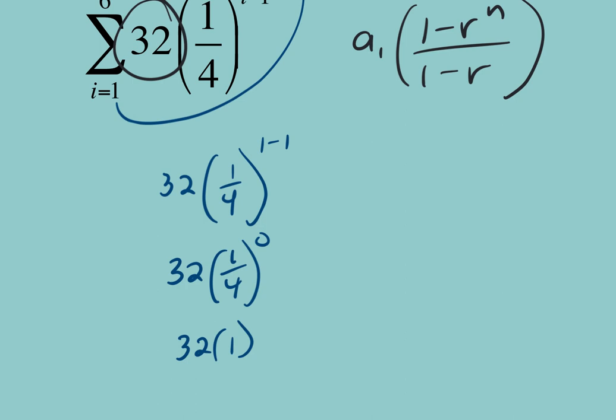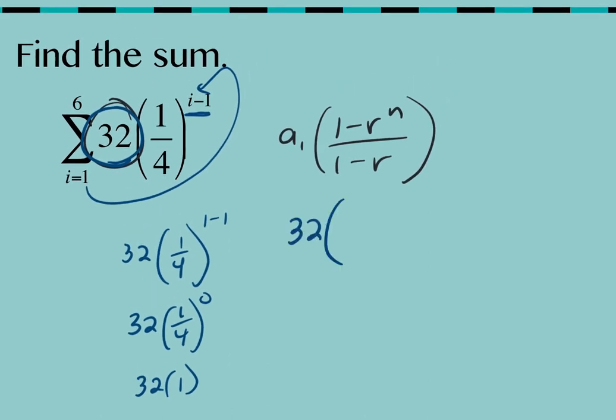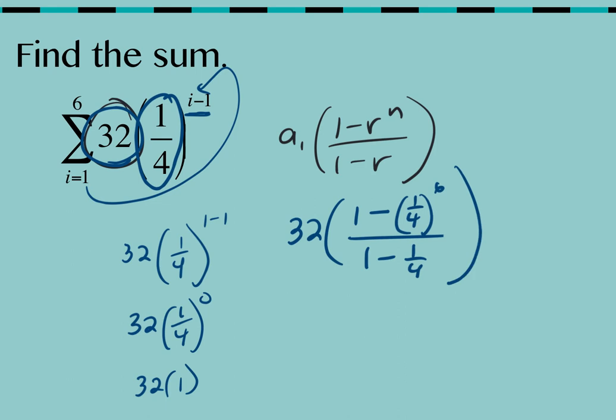If the bottom number is 1 and the exponent over here is whatever the variable is, minus 1, then I literally can just grab the number on the front, the thing that is not being raised to the power, and that is your a1. But if either of those scenarios are not what they are, if the bottom number is not 1, or if the exponent is not the variable minus 1, now we have to take the bottom number and plug it in, okay, to get a1. This time it's 32. 1 minus, what's my r? What's being raised to the exponent? Because that's your r, right? Your common ratio. 1/4. What's n? 6. Over 1 minus r, which is 1/4. You with me so far?